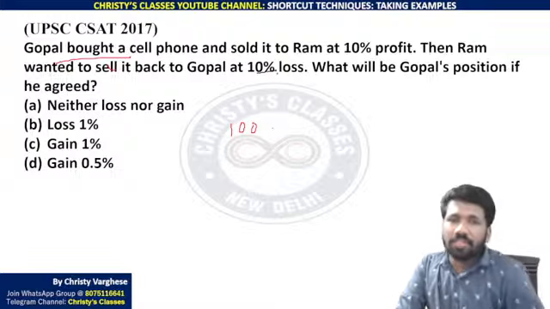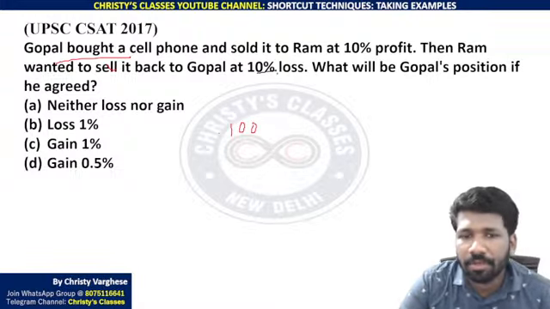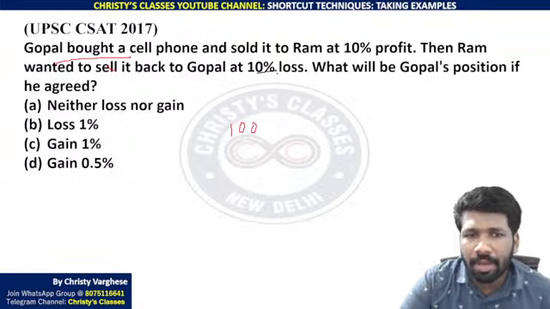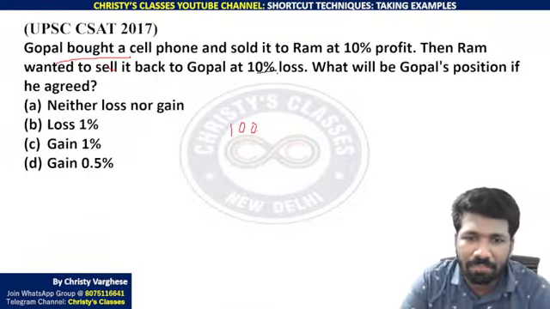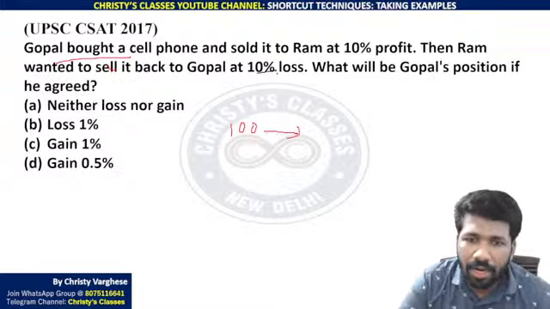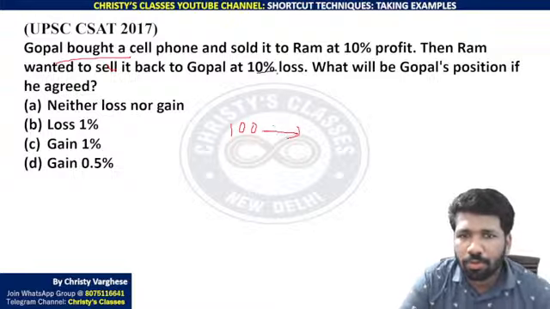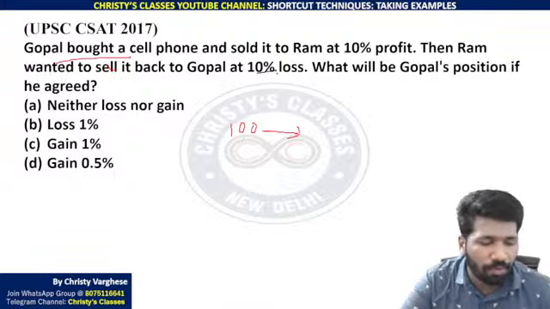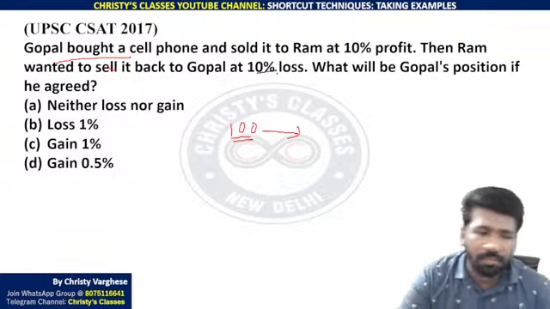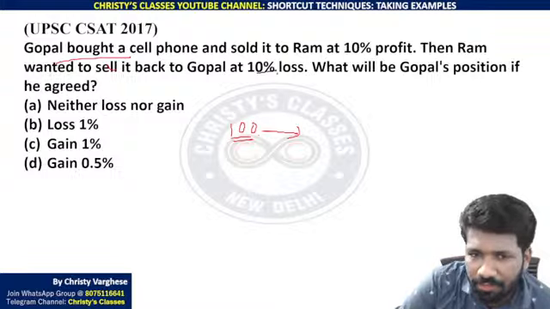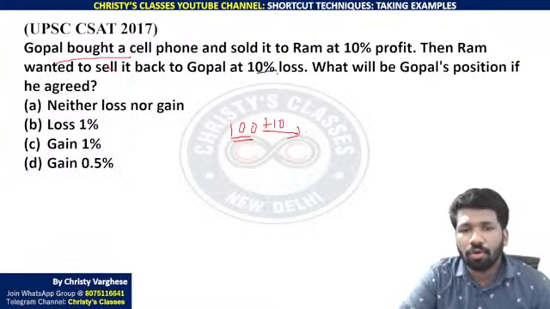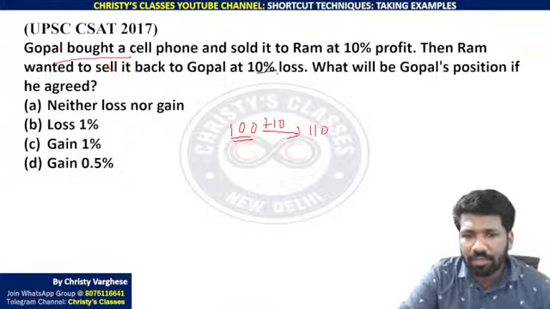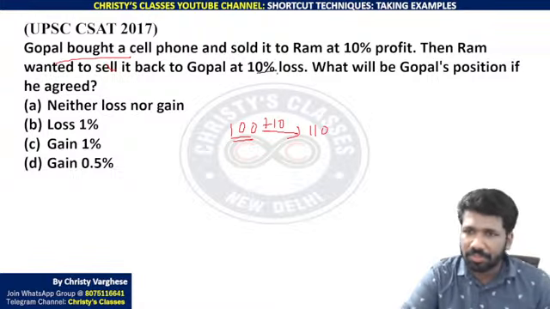So Gopal bought a cell phone and sold it to Ram at 10% profit. So let Gopal buy the cell phone at 100 rupees, or the cost price be 100 rupees, CP. So 100 rupees is the investment, and he sold it to Ram at 10% profit, means 100's 10%. 10% of a number is shifting one decimal to the left. Obviously 100, it is 10. So 10 rupees profit Gopal got. That means Gopal is selling it to Ram at 100 plus 10, 110 rupees.